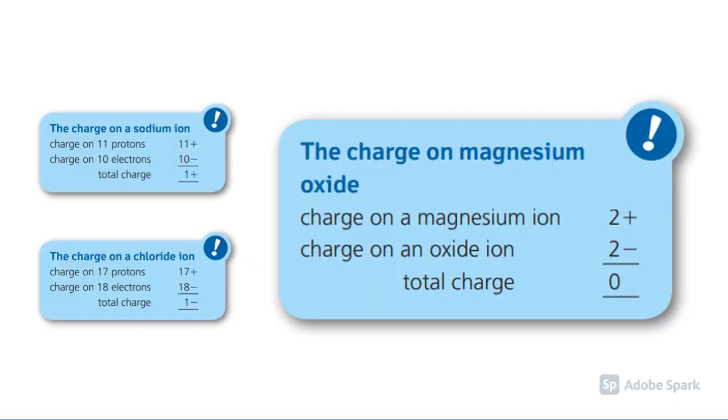Now, the magnesium ions and the oxide ions all form a massive giant lattice structure with billions of oppositely charged ions all linked together through ionic bonding. For each magnesium ion, there is one oxide ion, so the charges balance out and the total charge is 0. The magnesium ions have a 2+ charge and oxide ions have a 2- charge.